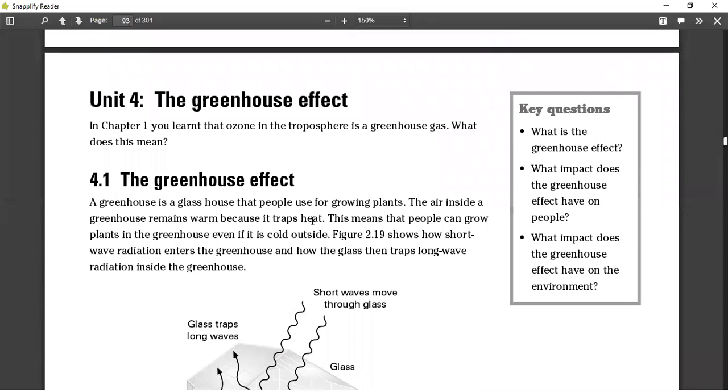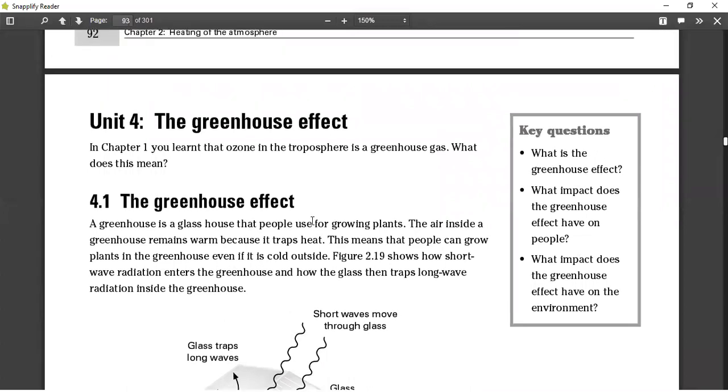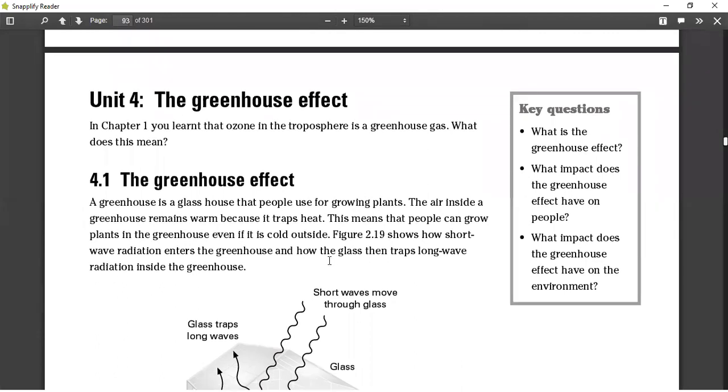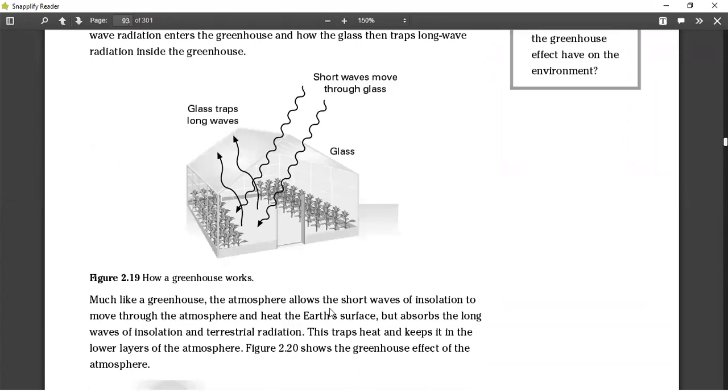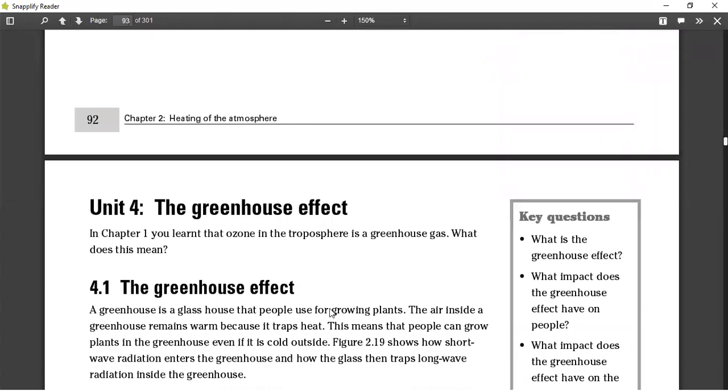Okay, the greenhouse effect. A greenhouse is a glass house that people use for growing plants. The air inside a greenhouse remains warm because it traps heat. This means that people can grow plants in the greenhouse even if it's cold outside. Right? The figure below is this one that you've seen right now. So that will illustrate what I'm talking about. Right. Let's go further.